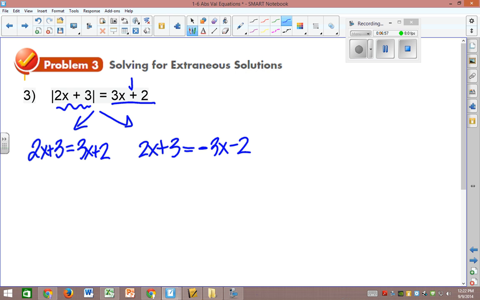What if this were to be a minus sign? Then it would change to plus. So you have to change the sign of everything that's on the right-hand side. Correct. All right, now solve it like you would a normal equation.